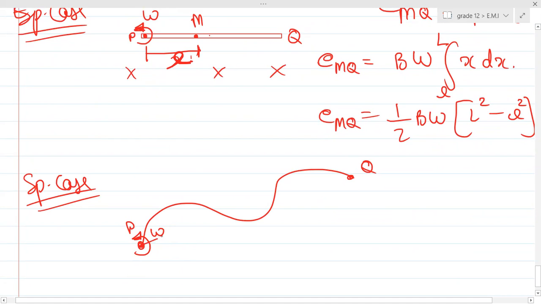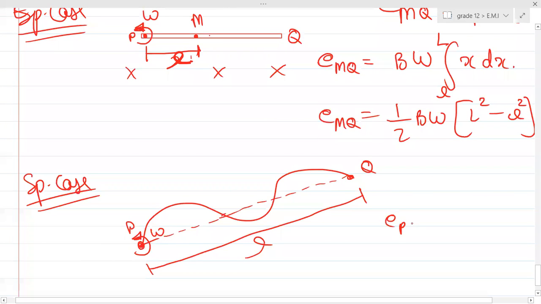What will you do? You remember the case when you joined P and Q and this length was L. So the EMF across PQ will be the same as half B omega cos phi L square. And you can assume this as a straight wire.